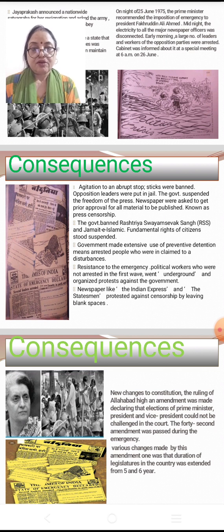What happened then? The government banned the Rashtriya Swayamsevak Sangh also. The government made extensive use of preventive detention, meaning arresting people who were claimed to be a disturbance. So in this way, many restrictions were imposed on the freedom of the public after the emergency declaration that was declared on the 25th June midnight in 1975.